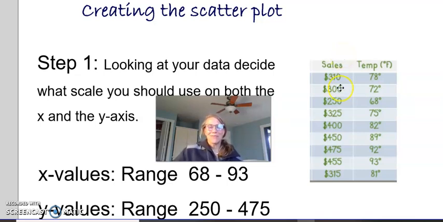So anyway, this is the dependent or the Y value. And you'll notice those Y values range from 250 to 475. So there's a big range there. There's some large numbers, so it's a little trickier to figure out how we're going to set that up. Same with the temperature. We're starting at 68 and going to 93. We're not even considering any of the Minnesota weather type temperatures earlier in the year.